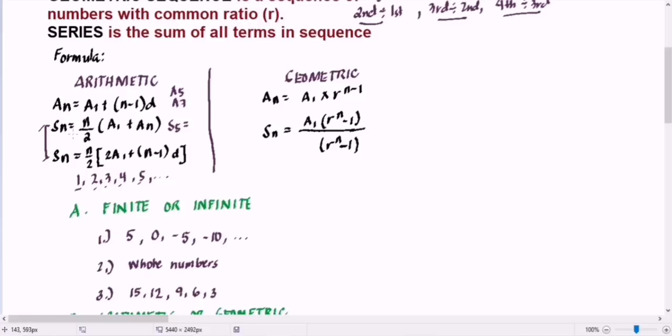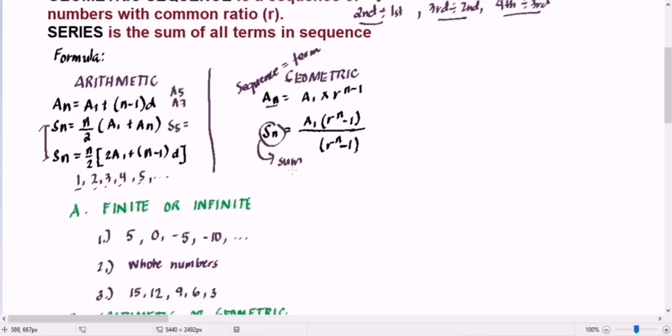Okay, kaya meron tayong option, it's either S sub n is equal to n over 2 times the quantity of a sub 1 plus a sub n, or pwede rin naman to yung S sub n equals n over 2 times the quantity of 2a sub 1 plus quantity of n minus 1 times the d or the common difference. Okay? Then, meron din tayo sa geometric. Pag a sub n ang nakita nyo, inuulit ko, that is sequence. Ibig sabihin yung term. Term yung hinahanap ninyo.